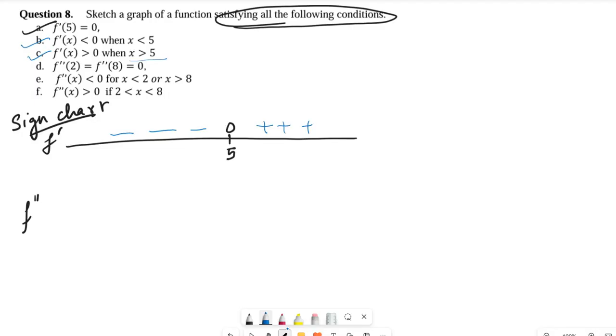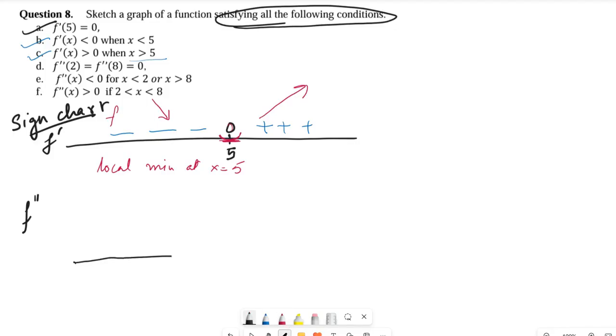Now what does it mean if f prime is negative? f prime is negative means f is a decreasing function, and f is increasing after 5 and there is a local minimum at x equals 5. Also the tangent is horizontal because the derivative is 0. Okay, that's what I understand from there.